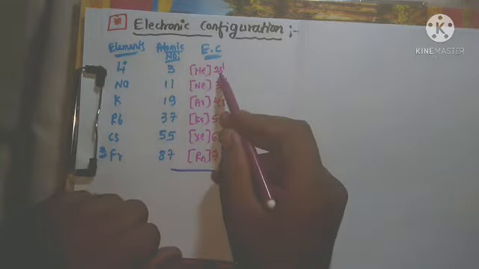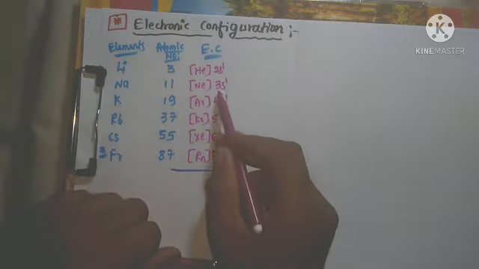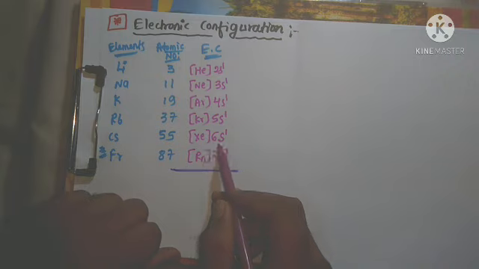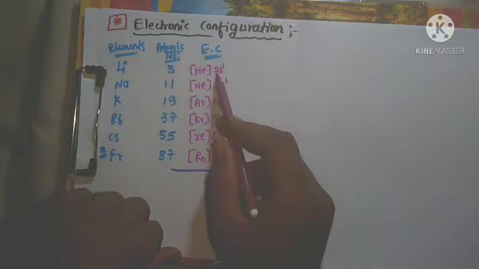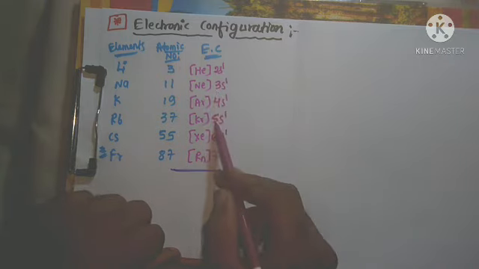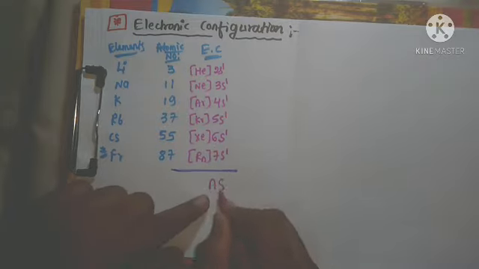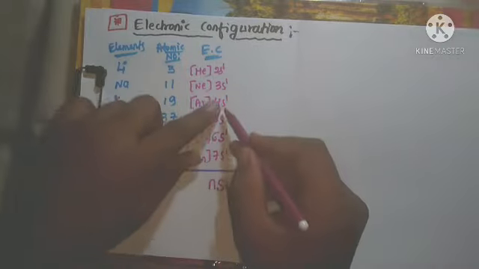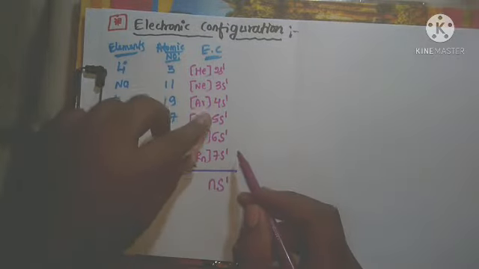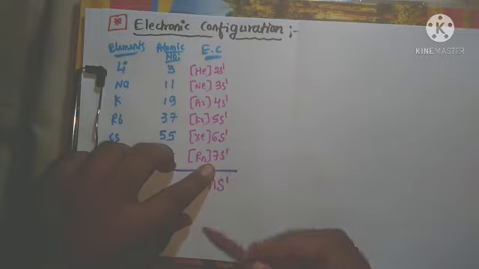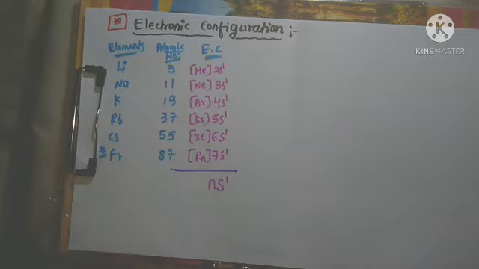Means indirectly you will find ns1, ns1, ns1, ns1, ns1, ns1, that is n may be 2, n may be 3, n may be 4, n may be 5, n may be 6, n may be 7. The general valence shell electronic configuration is ns1. s1 is there? s1. 2, 3, 4, 5, 6, 7. What are these values? n values. In the structure of atom we have discussed already.